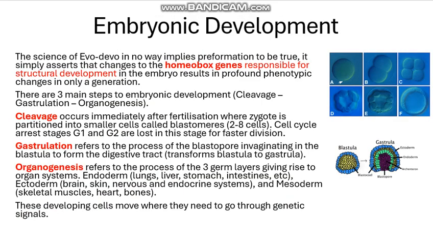So there are three main steps to embryonic development: the cleavage step, the gastrulation step, and organogenesis. Cleavage occurs immediately after fertilization, where a zygote is partitioned into smaller cells called blastomeres. So the zygote divides to form a structure between 2 and 8 cells large. During the cleavage stage, cell cycle arrest stages G1 and G2 are lost to allow cells to divide faster.